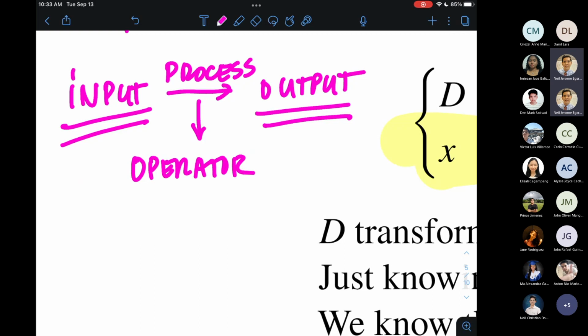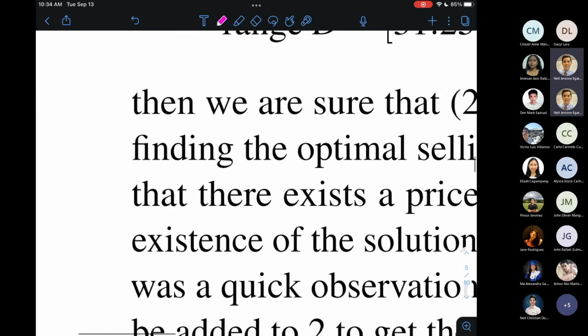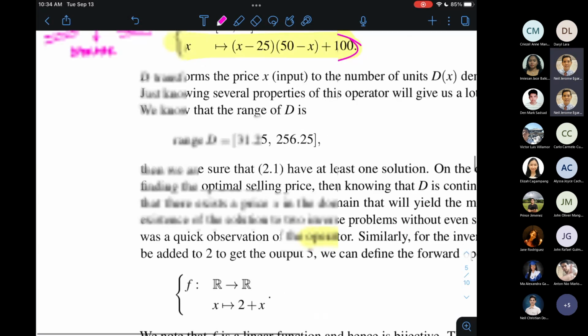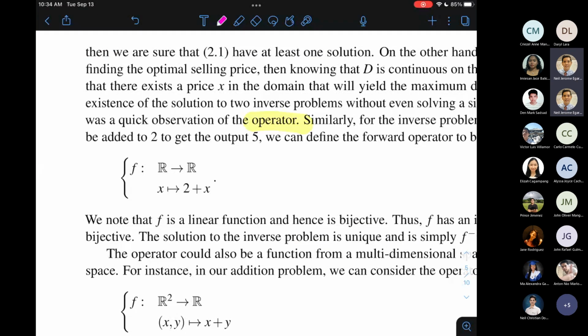So ngayon, when I talk about operator, it's not just an intuitive or it's not just a fancy word for process, all right? So bibigyan na natin siya ng mathematical meaning. Pag sinabi nating operator, isa siyang function from one space or one set of objects to another set of objects. Makikita natin ano yung mga komplikado pang examples ng mga operators. Pero syempre, ang pinakamadaling example ng operators ay yung mga functions na nakilala na natin before. Remember from module 1, meron pa tayong isang inverse problem, the inverse problem of finding what is the number that should be added to 2 to get the output 5.